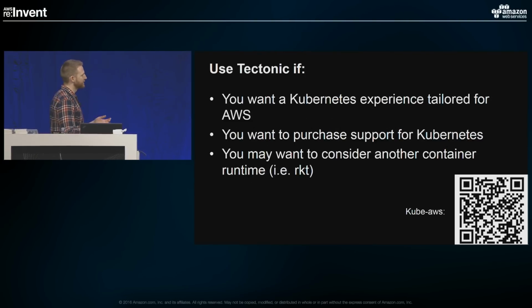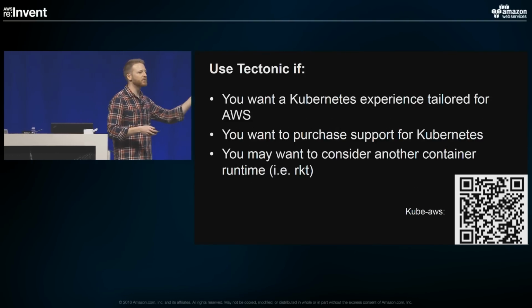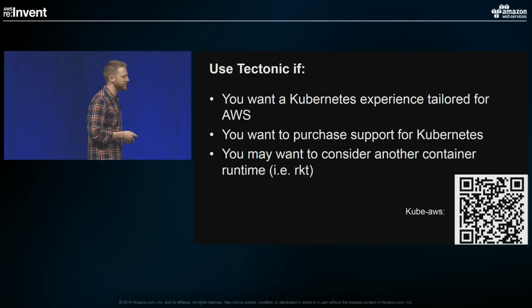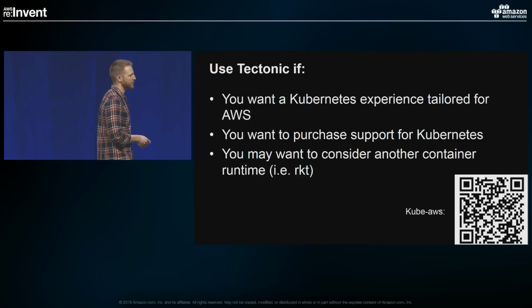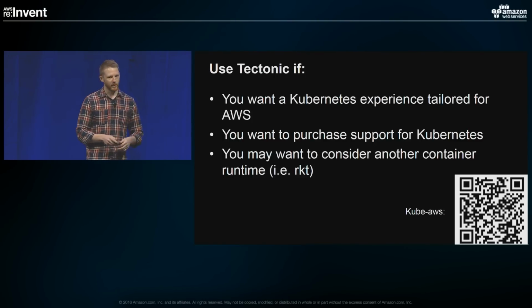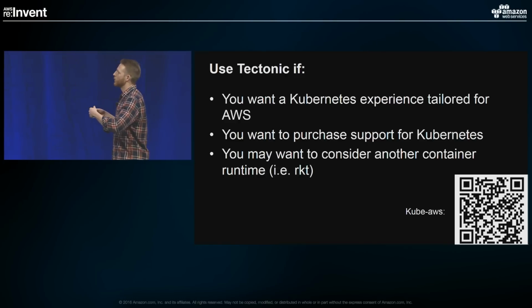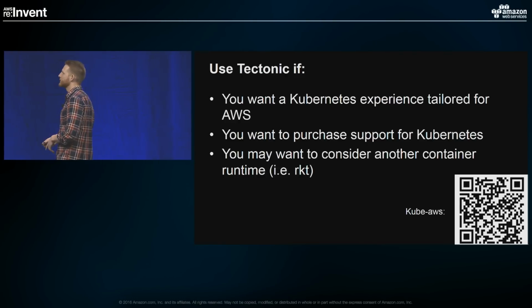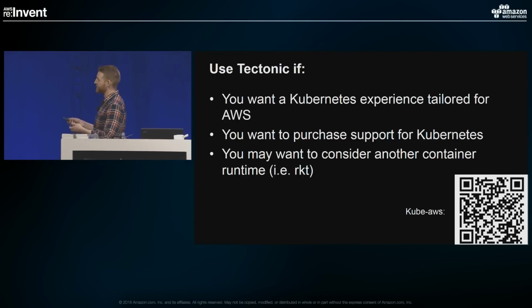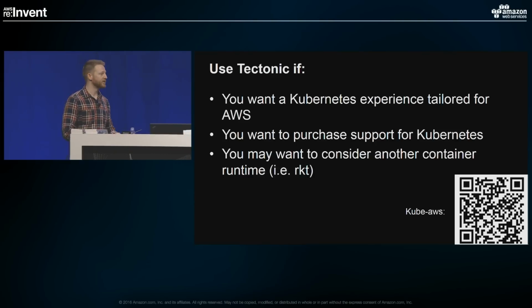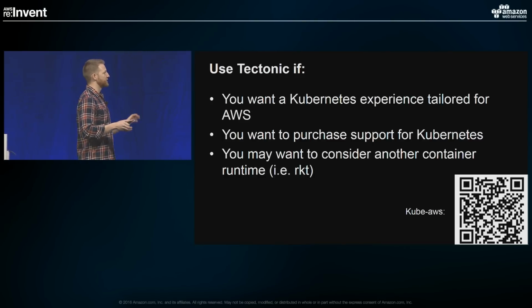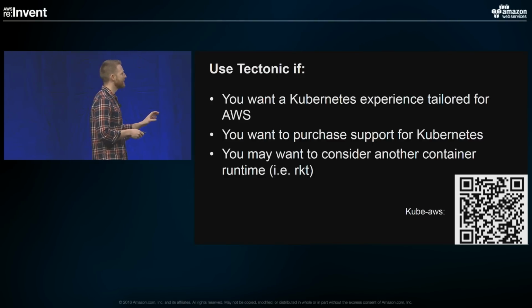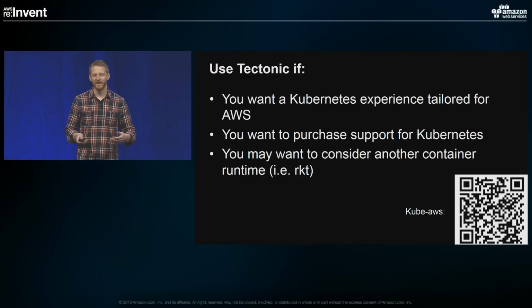So I'm going to try my best to make some generic recommendations here. I forgot to mention, everyone should, if you have a QR code reader, there will be QR codes that you can use to get routed to the best place to get started running this particular platform on AWS. So I think if you want a Kubernetes experience tailored for AWS, we would encourage you to consider Tectonic. It's also a good option if you want to purchase support for Kubernetes, which if you don't have a ton of IT resources to manage a Kubernetes cluster, this might be a good option. And then finally, if you want to consider an alternate container runtime like Rocket by CoreOS, this might be one of the only options at the present that allow you to take advantage of that.